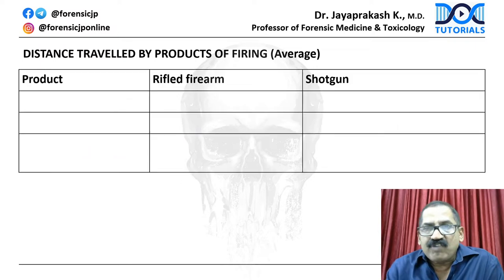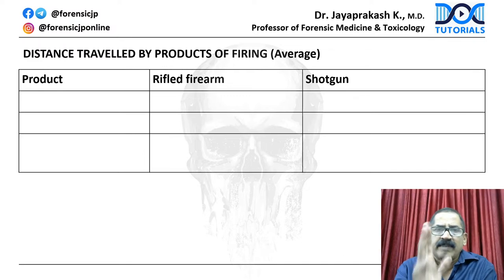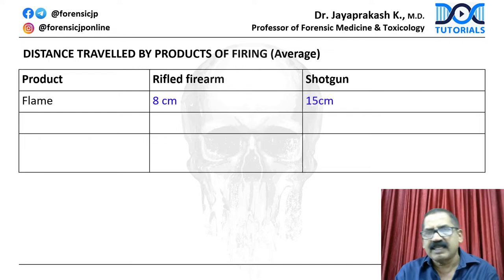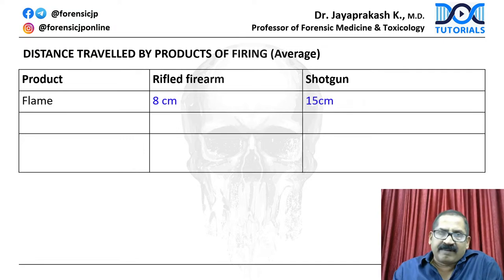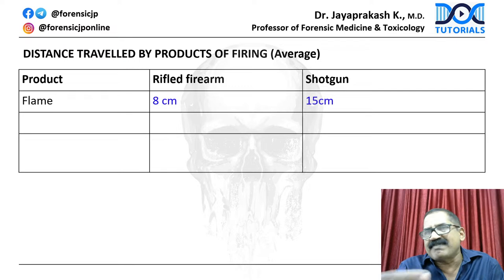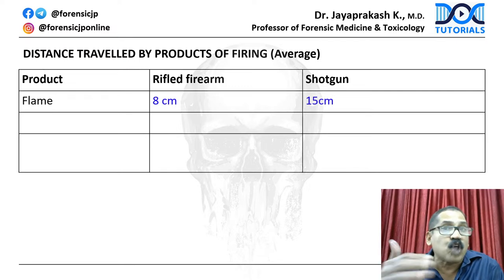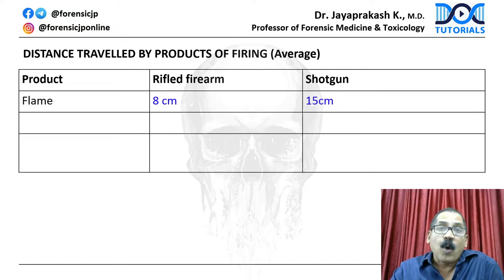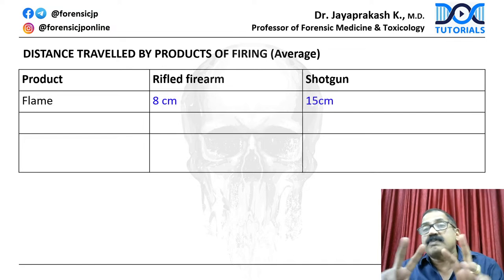Product, rifle, firearm, shotgun. Remember, all these products travel less in case of handguns. Okay. Now, flip. In a rifle firearm, the flame can travel a maximum of up to 8 cm, of course, on an average, maybe around 3 inches. Whereas in case of shotgun, it is more, 15 cm or around 6 inches.